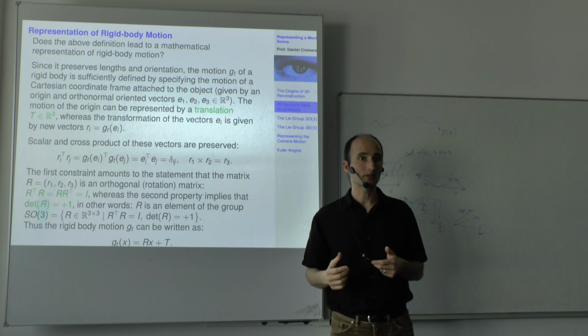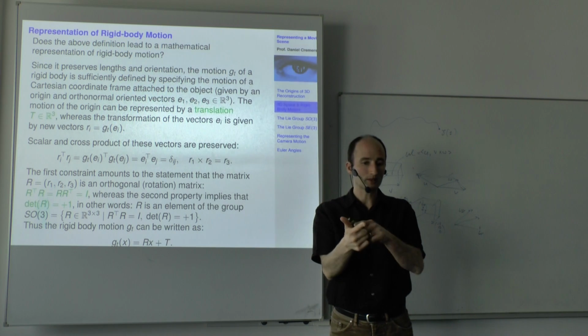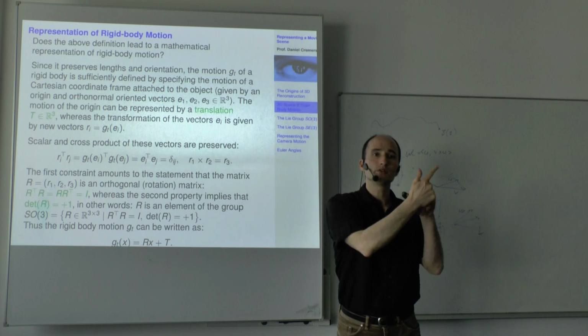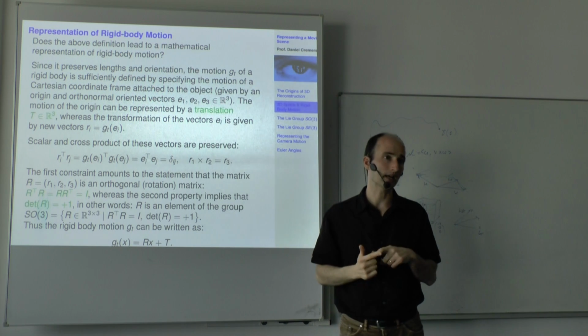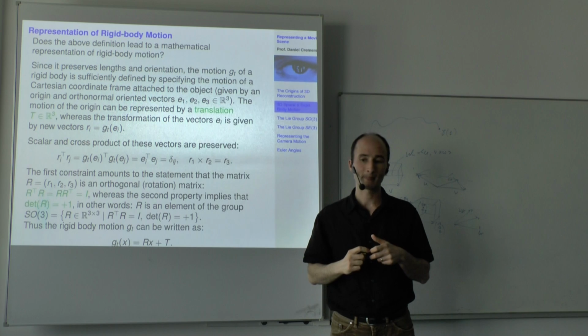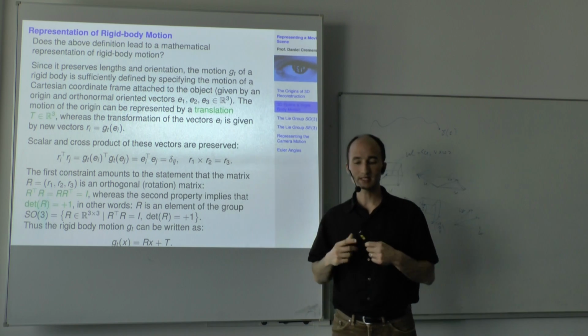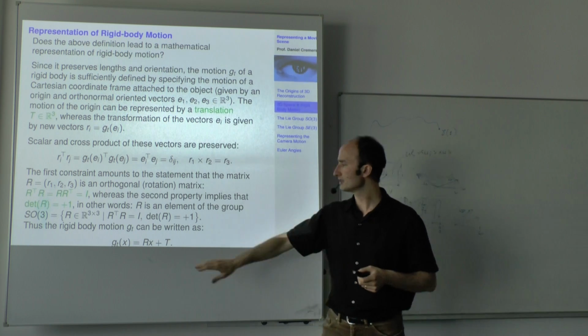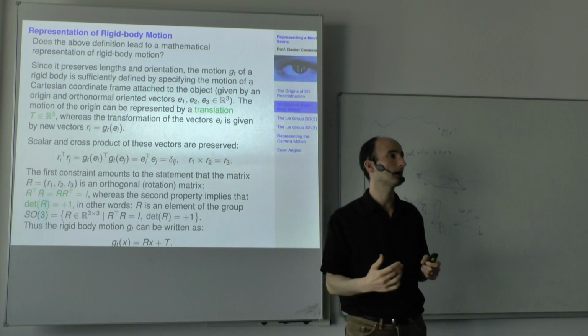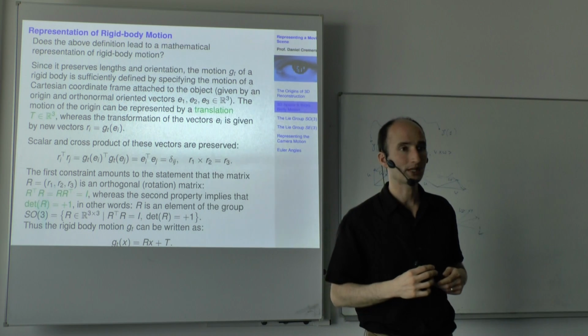So angles are preserved. If you take two vectors and they have a certain angle, you do a rigid body transformation, the angle stays the same. And the volume stays the same. All of these things are preserved, and this is the case if and only if you have rotation and translation.